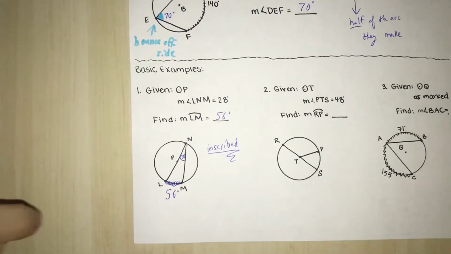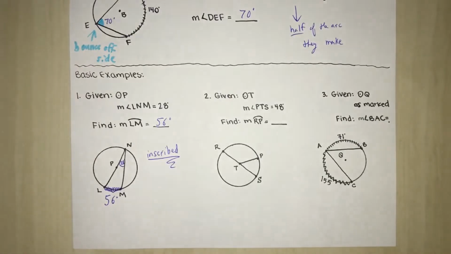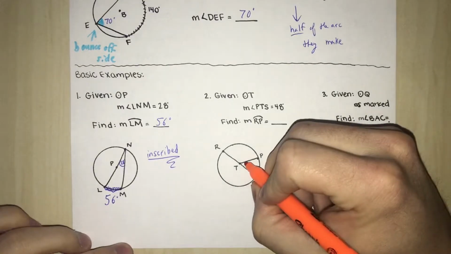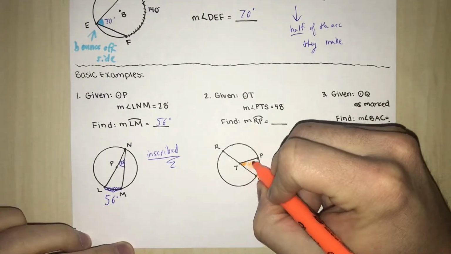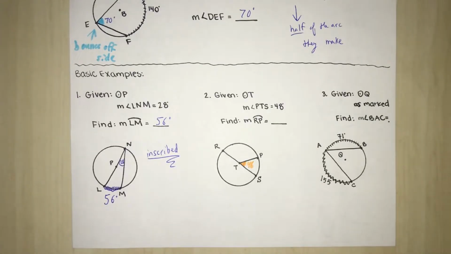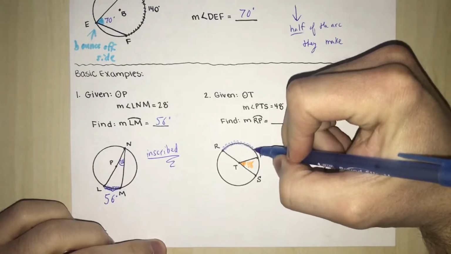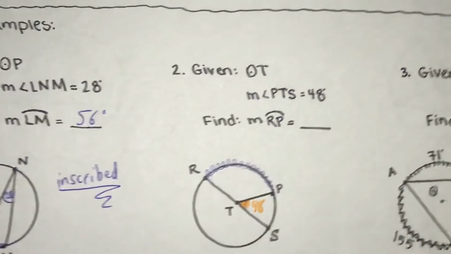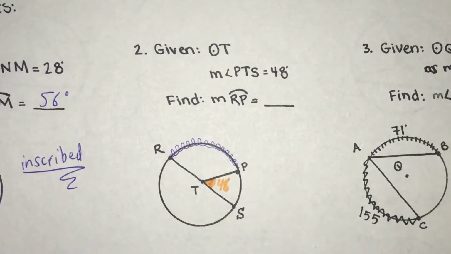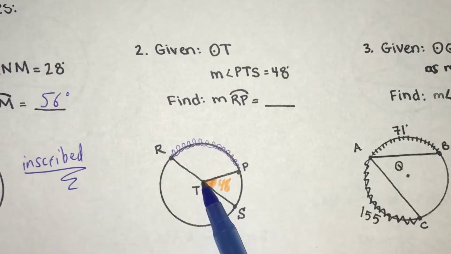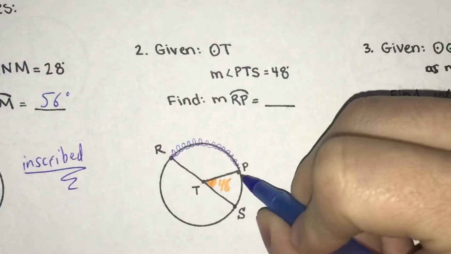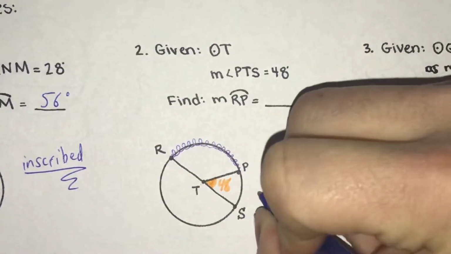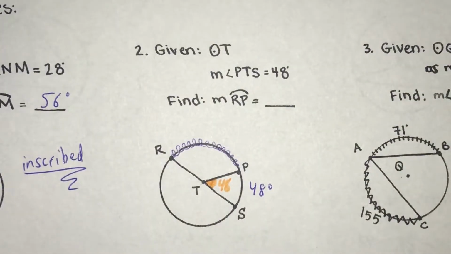All right, beautiful. Next up we have circle T, and it says angle PTS is 48 degrees. It's actually asking me something a little different here. It wants me to find arc RP, so we have to think a little differently. Let's see if I can zoom in. Here's the idea: angle PTS is a central angle because it's at the center. What I know is that if this angle is 48 degrees, arc PS, which is not what we're looking for but will help us, is also going to be 48 degrees. That's a piece of what I can find, but they want me to find arc RP.